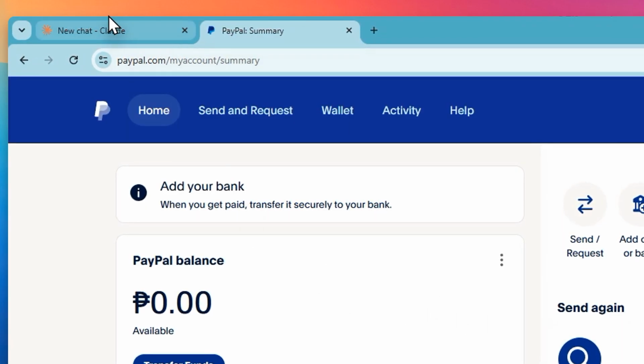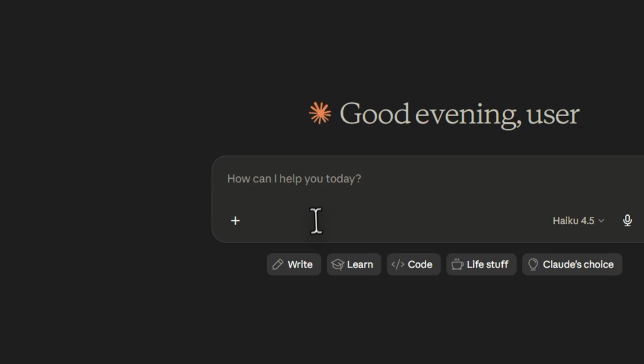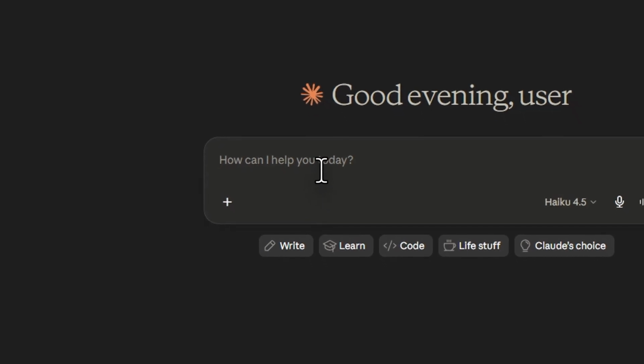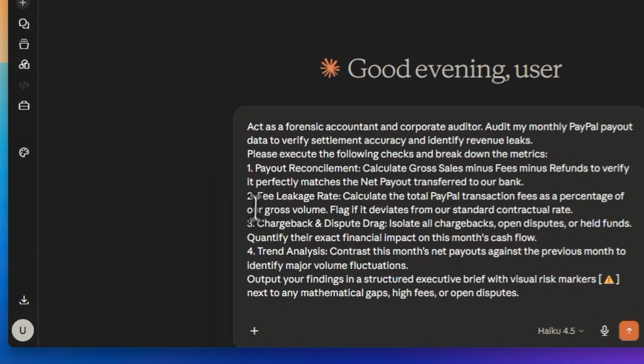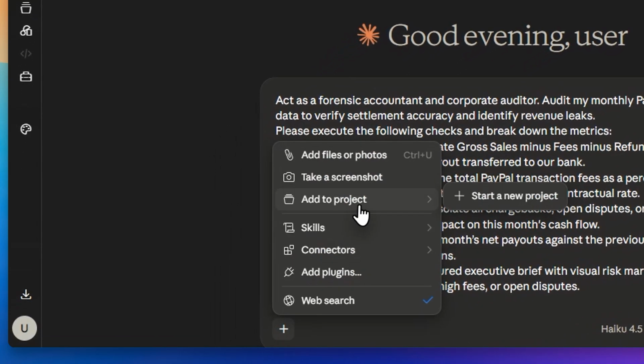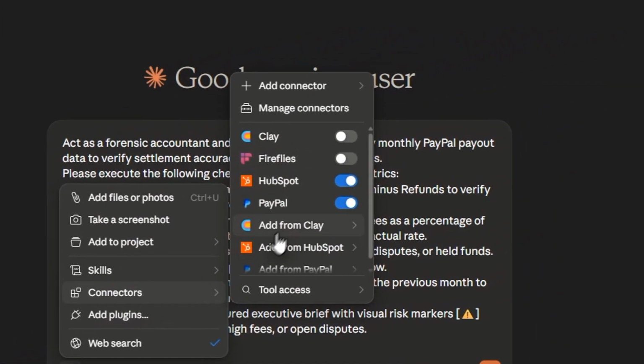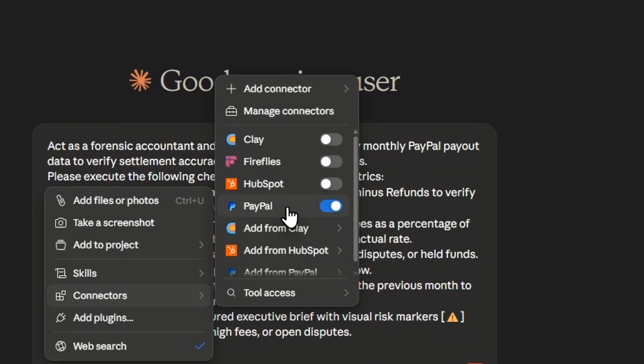Once you have that data, you will head over to Claude and provide it with a specific prompt to take on the role of a forensic accountant. You should type in exactly that you want the AI to act as a corporate auditor to verify settlement accuracy and identify revenue leaks. This process is remarkably efficient because it executes 4 critical checks in seconds.